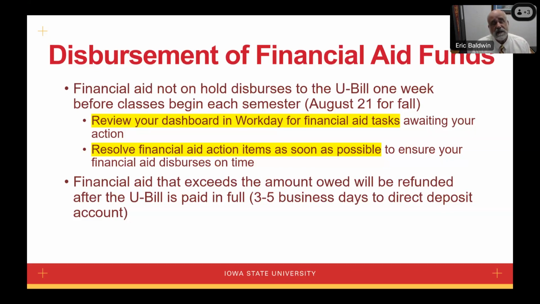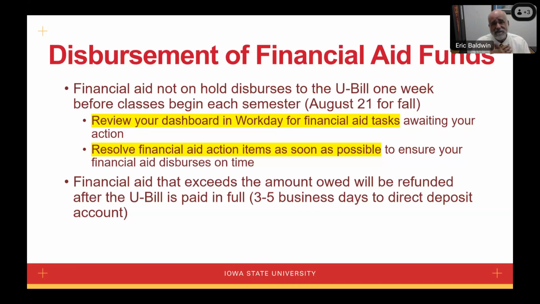If a student's financial aid exceeds the amount owed on their U-bill, 3 to 5 business days after the money's dispersed, the money will be sent by direct deposit to the bank account that they've set up. This is important for students who are living off campus or don't have a meal plan. Because those monies are in your cost of attendance, you can still take out a loan to help cover your housing and your food off campus, but those monies will go to them.